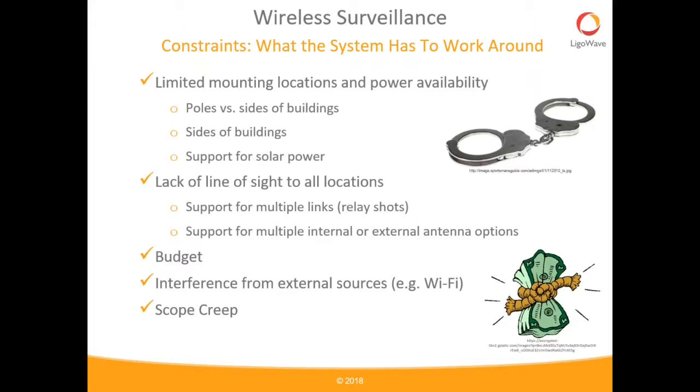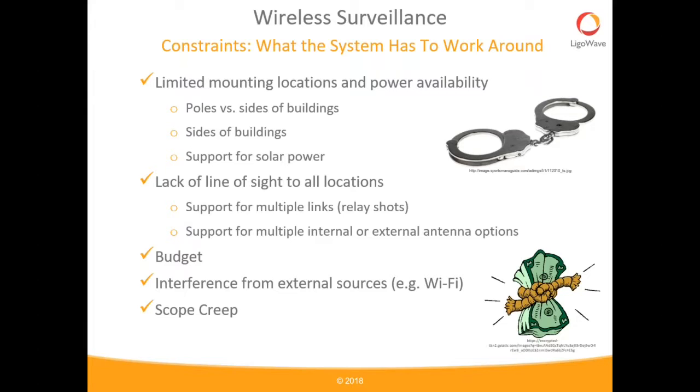You may lack line of sight to all of your locations. Very rarely do I actually have straight line of sight from wherever your network video recorder is going to be to everywhere where I want to put a camera, and I will be showing examples of that. So typically you need to design in terms of relay shots. I've got to shoot from point A to point B, and then I might need to change direction and go from point B to point C, and then change direction again and go from point C to point D, and so forth. That will typically drive the need for multiple antenna options, both internally and externally. And so the platform that you pick, you're going to want to make sure has support for multiple types of antenna options.